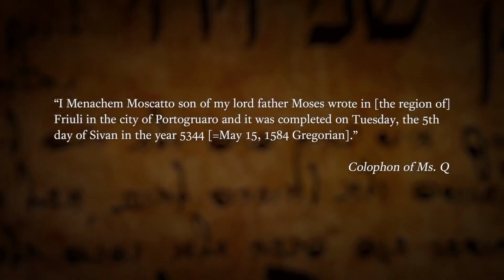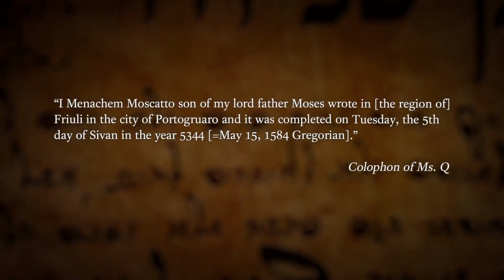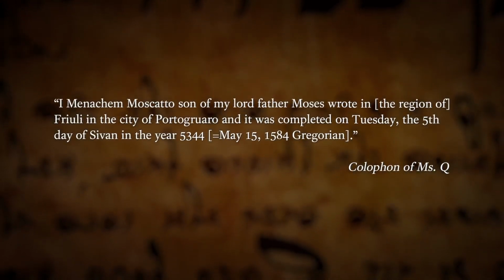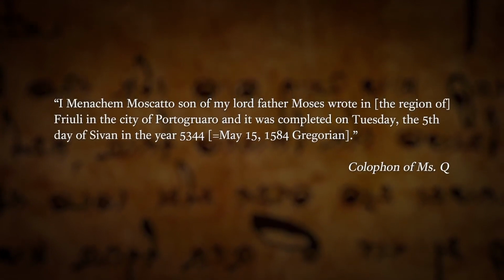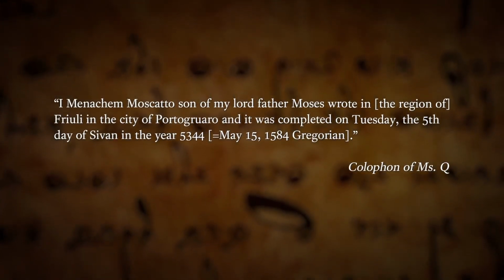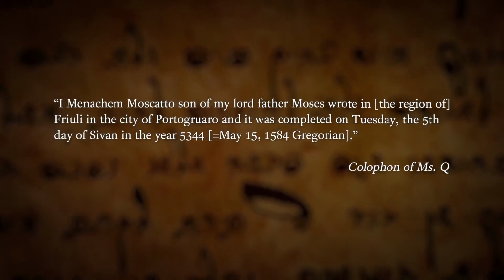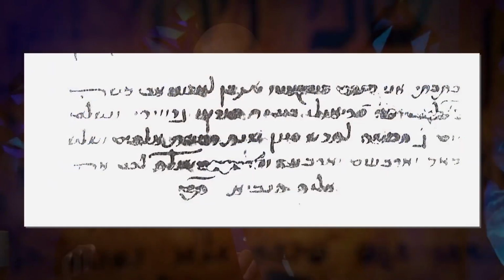It's pretty interesting here. So it says, I, Menachem Moscato, son of my Lord Father Moses, this is the scribe who was copying this, wrote in the region of Friuli in the city of Porto Guararo, and it was completed on Tuesday, the 5th of Sivan in the year 5344, which is equivalent to May 15th, 1584 in the Gregorian calendar. So this colophon, let me show you what it looks like.